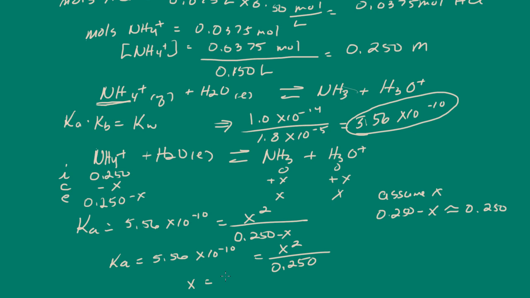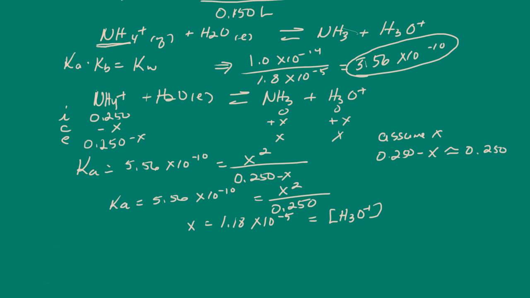And I get x equal to 1.18 times 10 to the negative 5. And we know that x is equal to the hydronium ion concentration. So from that, I can determine the pH of the solution. And the negative log of 1.18 times 10 to the negative 5 gives us a pH of 4.93.